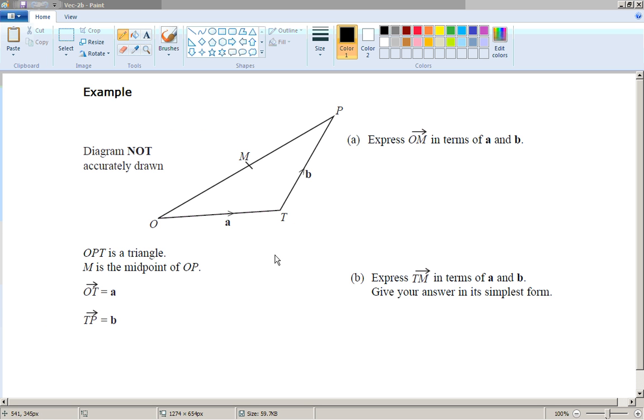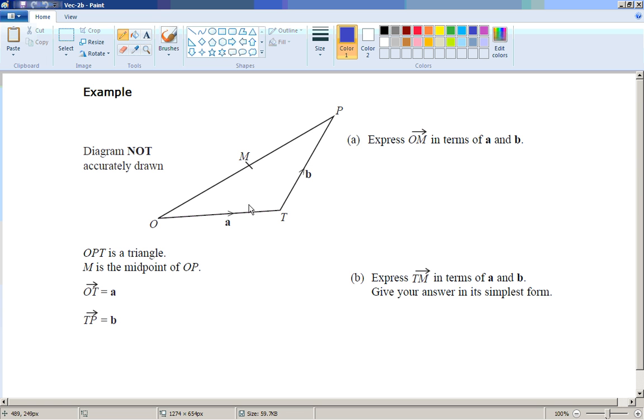Now we're going to do this example. So the vector OT is A, TP is B, and we are told M is the midpoint of OP. Now we answer part A.